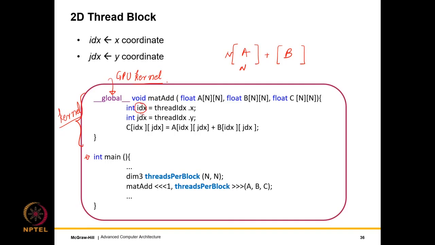We get the x coordinate, we get the y coordinate. So we read threadIdx.x, threadIdx.y. And then we just add corresponding elements of both the matrices, similar to what we had done for arrays. As you can see, it is A idx jdx, B idx jdx. We add them and we get C idx jdx. As simple as that. Of course, in this case, we have n square parallel threads, and they are transparently managed by the GPU.